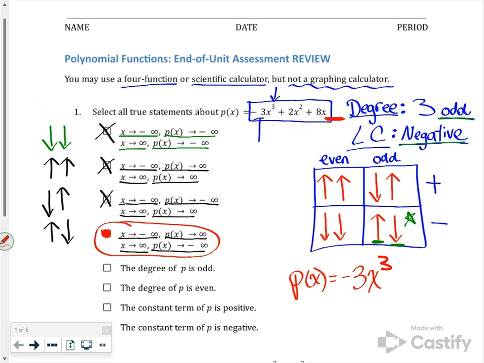Not going to restart the video, sorry. But notice right here that there's technically nothing there, so the constant is 0. So we want to note here that the constant of the function is 0.